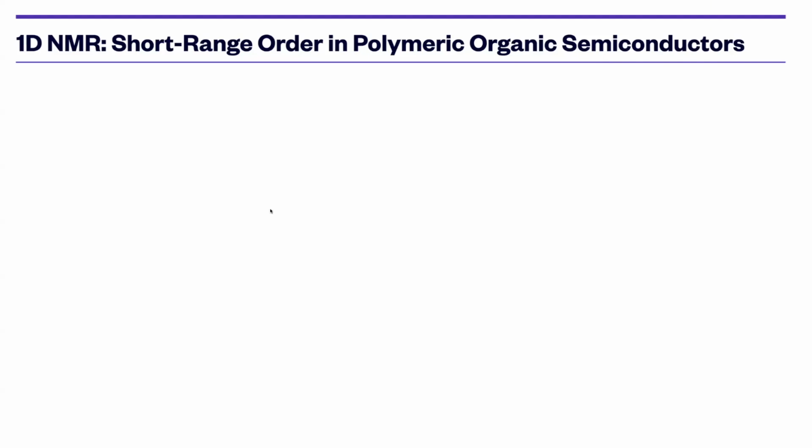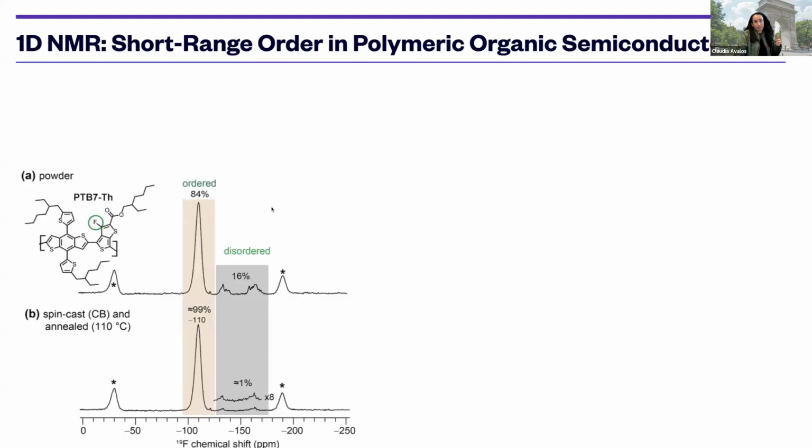So yeah. Okay, so then 1D NMR, short range order in polymeric organic semiconductors, right? So let's say I want to take this approach. I can look at, for example, in PTB7TH, the fluorine NMR, and I can assess whether I have ordered or disordered components. This experiment was done at 30 kilohertz. And depending on whether I have narrower lines or broader lines, this might be some indication of whether or not I have more ordered or disordered components.